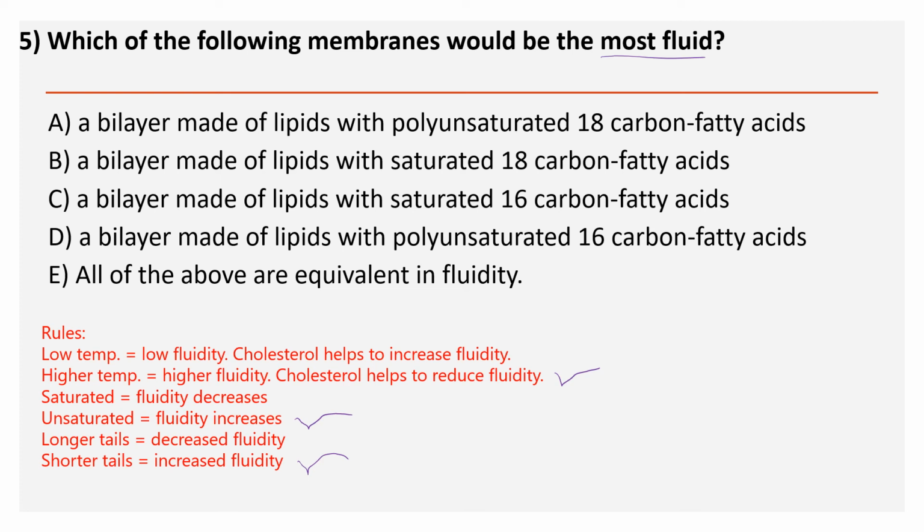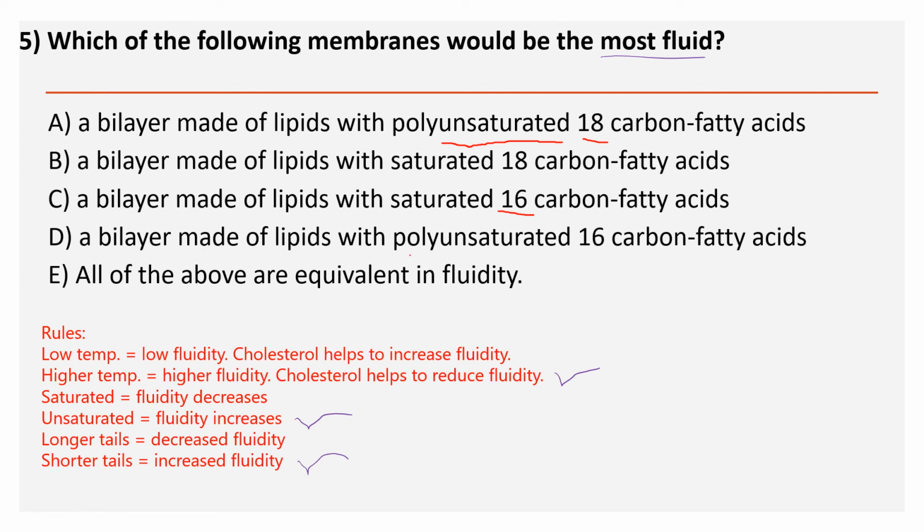A bilayer made of lipids with unsaturated, 18 carbon. Unsaturated is good, that increases fluidity. B, a bilayer made of lipids with saturated 18 carbon. Saturated is less fluid. C, a bilayer made of lipids with saturated 16 carbon. And then D, a bilayer made of lipids with polyunsaturated.